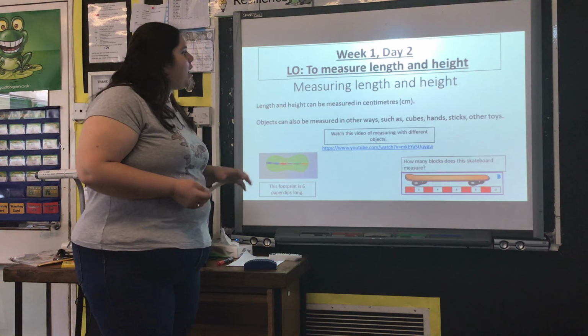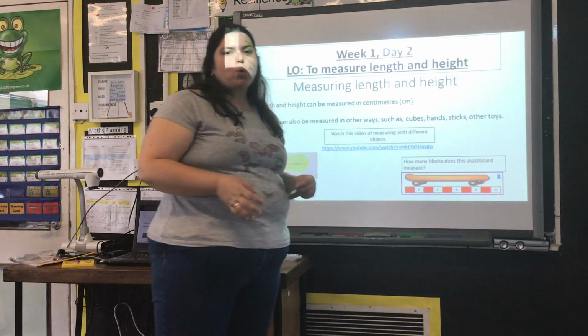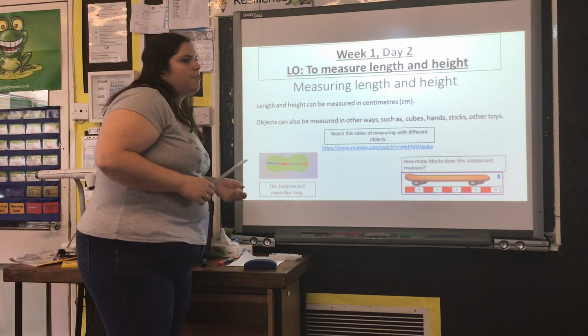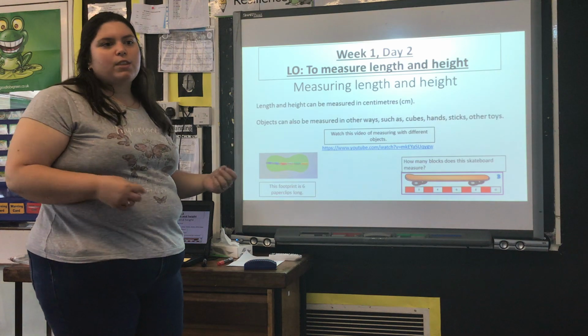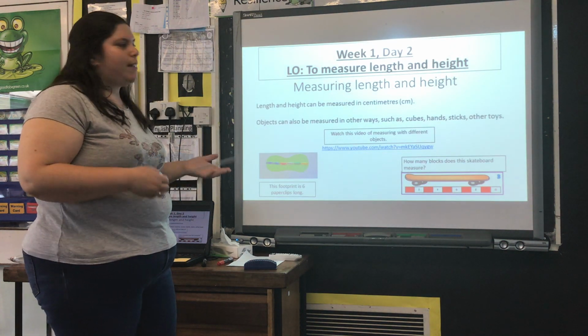We might use things like cubes, our hands, we might use sticks, we might use other toys. You might decide to find things around the house to help you measure things, and that's okay. If you don't have a ruler, that is okay. Use other things around you.